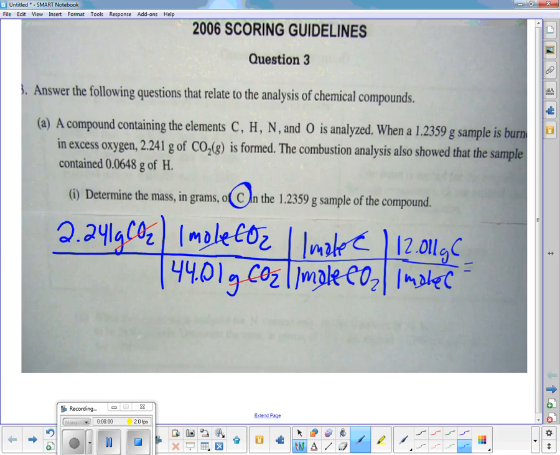Now it's just a matter of plug and chug. So 2.241 times 12.011 divided by 44.01. I think that's 44.008, I had it mixed up. Okay, what do we get? 0 point something.